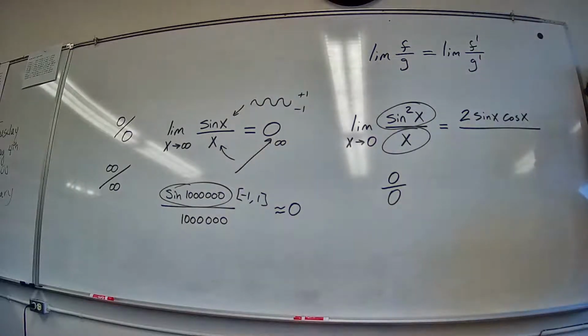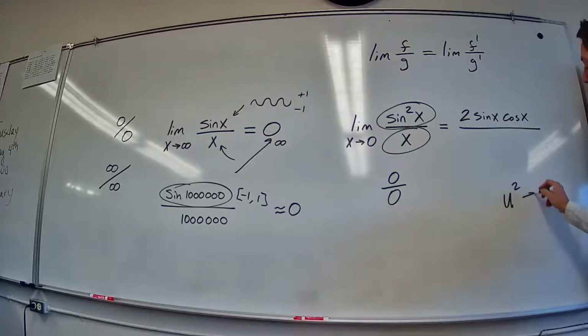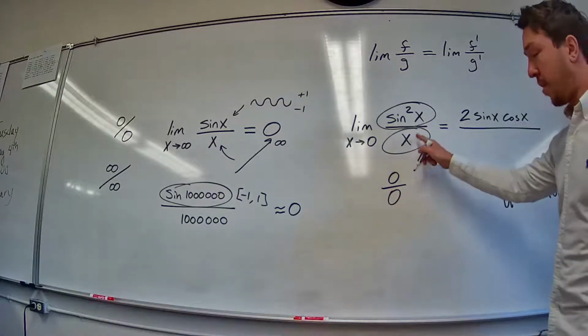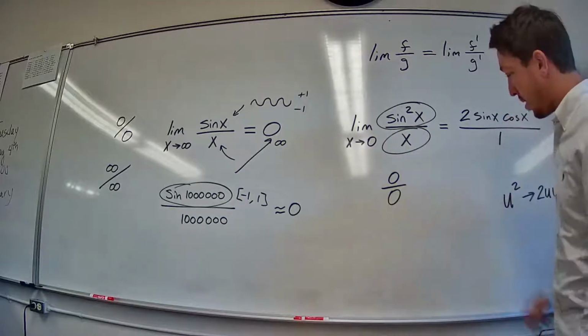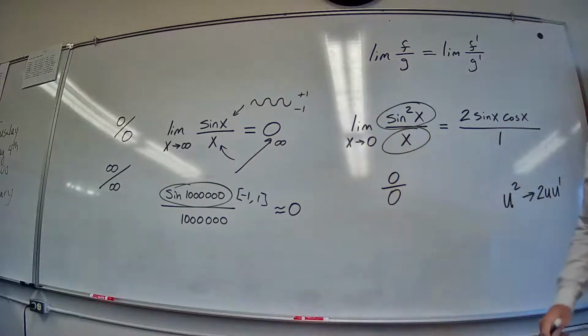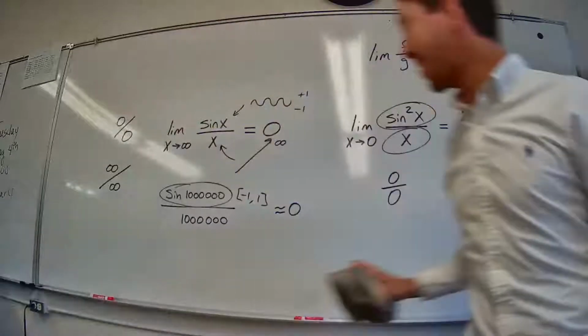Are we okay with that? Yes. That's a u squared turning into 2u prime type deal. And what's the derivative of x? It's 1. That is wrong, or would be marked wrong. What am I missing?